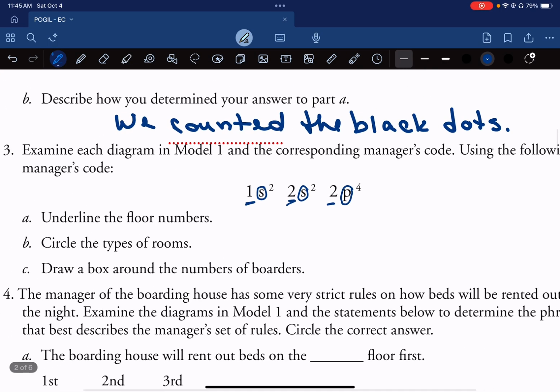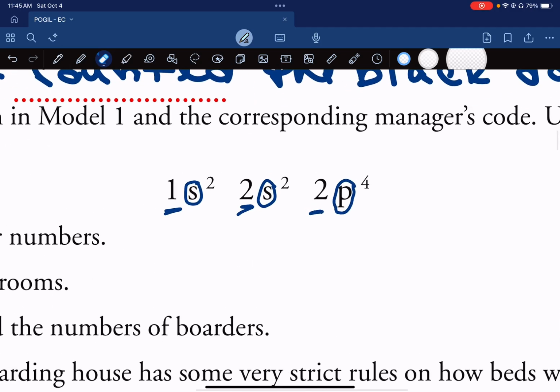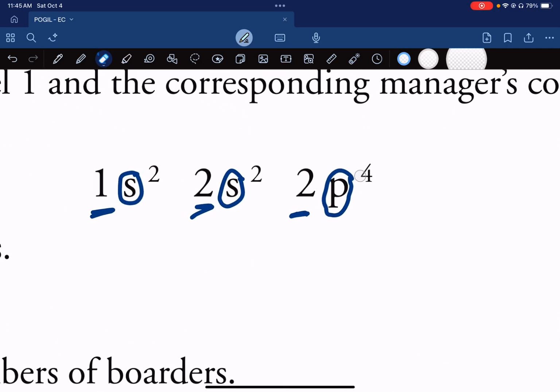And then it says draw a box around the numbers of boarders. Okay, these were our numbers of boarders. So we have, oops, like so. Here's our box, and a box around that one and that one.